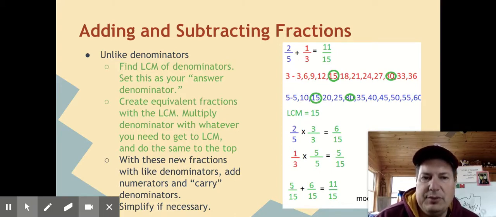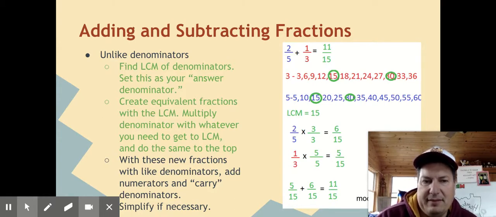So 2/5 times 3/3 gives us 6/15. What we've done is we've expanded that fraction. 2/5 times 3/3, it's basically one whole number, but it equals 6/15. 5 times 3 is 15. 2 times 3 is 6. What you do to the bottom, you do to the top.